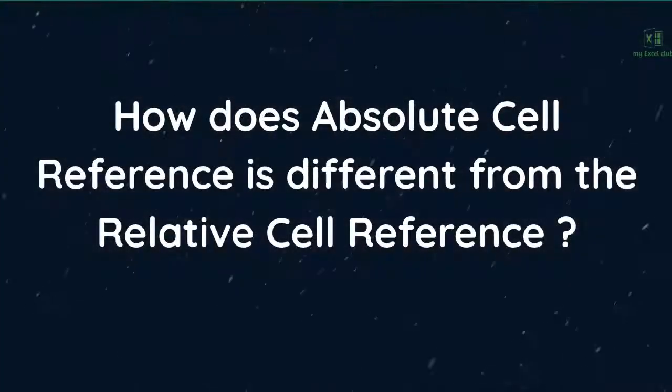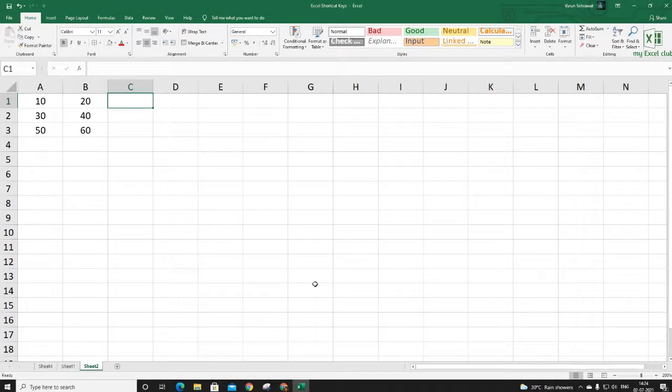Question number 3. How does absolute reference differ from relative cell reference? It is asked to check the understanding of writing formulas in Excel. So here is what you can say. Instead of providing hard-coded values in the formulas, we can give cell references to make it dynamic. Hard-coded values, for example, equal to 10 plus 20. And cell references is like equal to A1 plus B1. So instead of providing hard-coded values, we can provide cell references to make it dynamic.